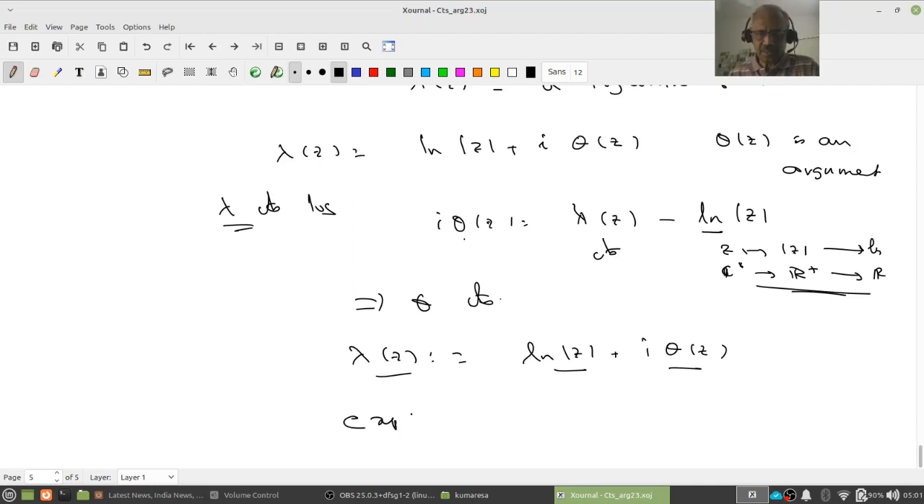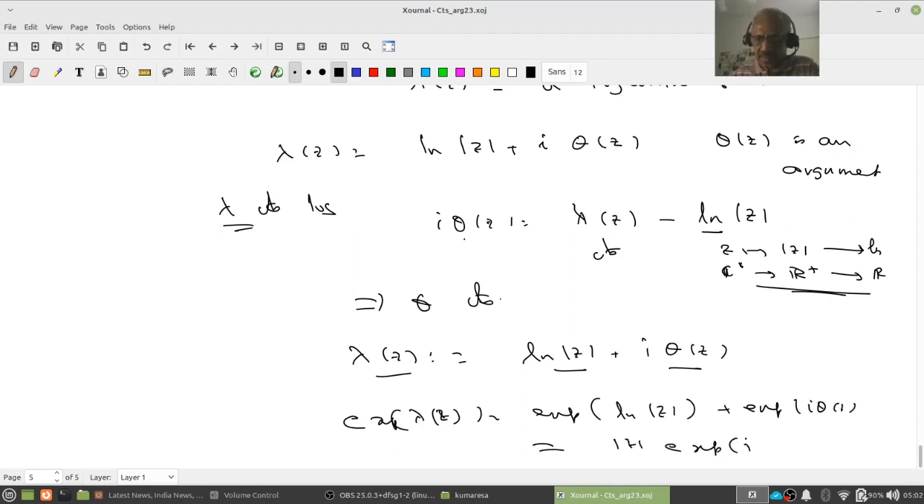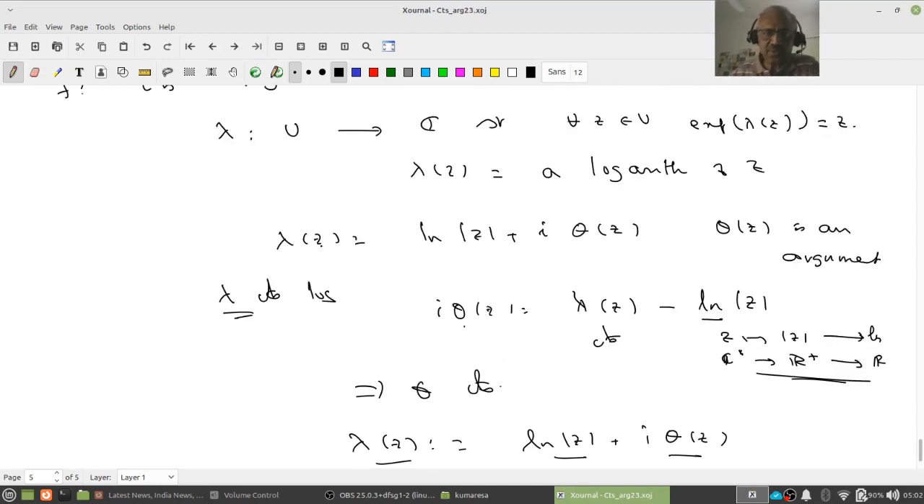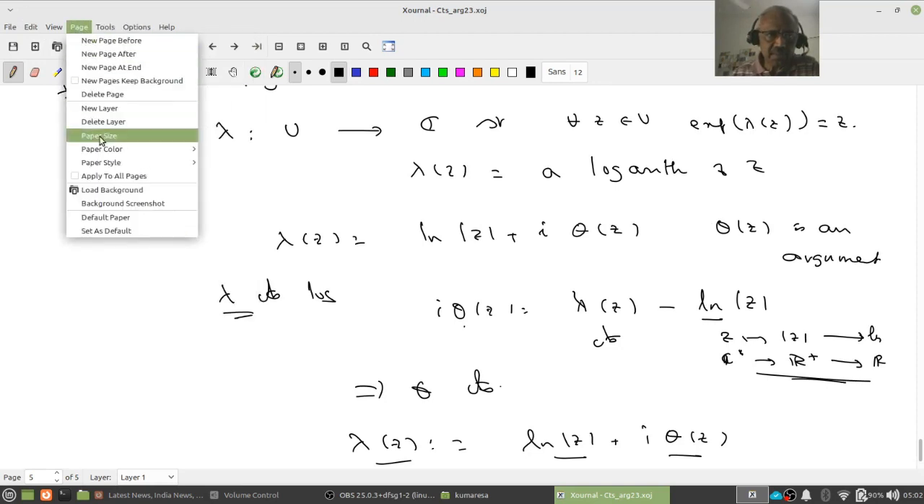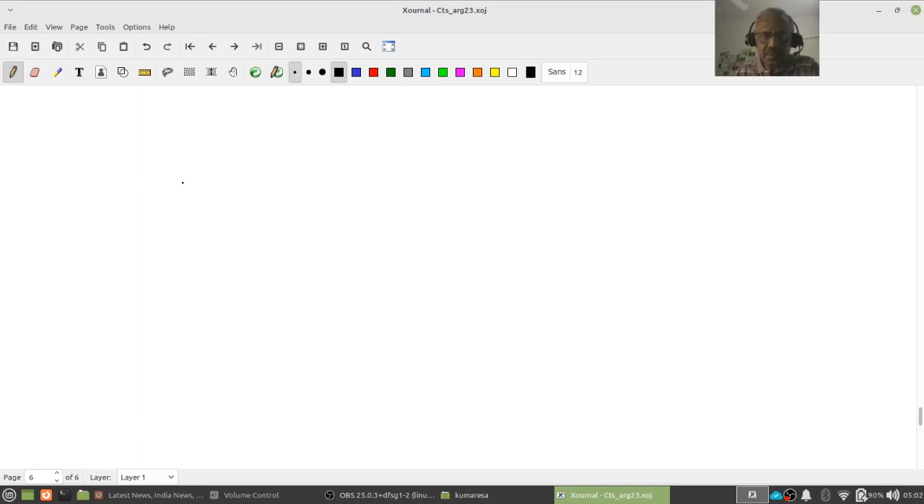And exponential of lambda z is exponential of ln of mod z times exponential of i theta of z, but this is mod z into exponential of i theta of z. But remember, theta is a continuous argument, so this is equal to z. So I got it. So what do you think I have proved? I have proved a result. This is the theorem which I have proved.